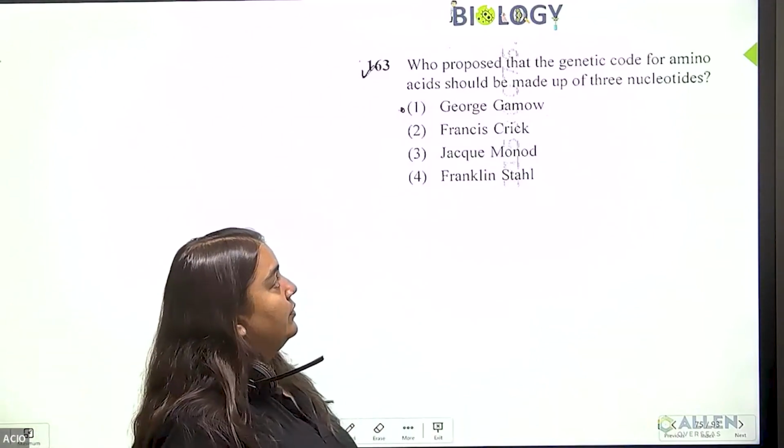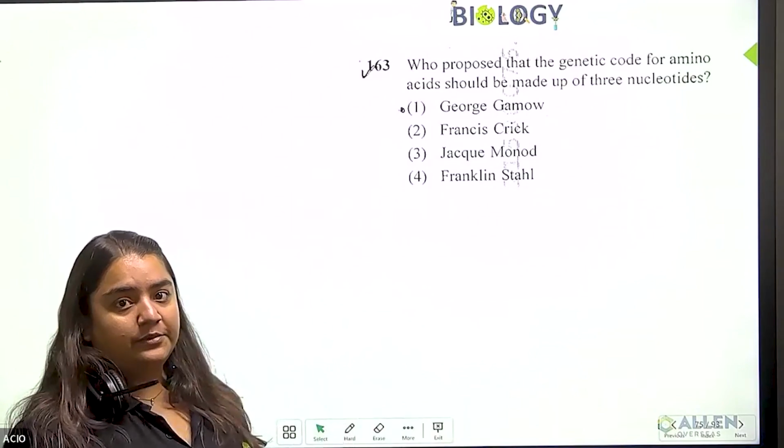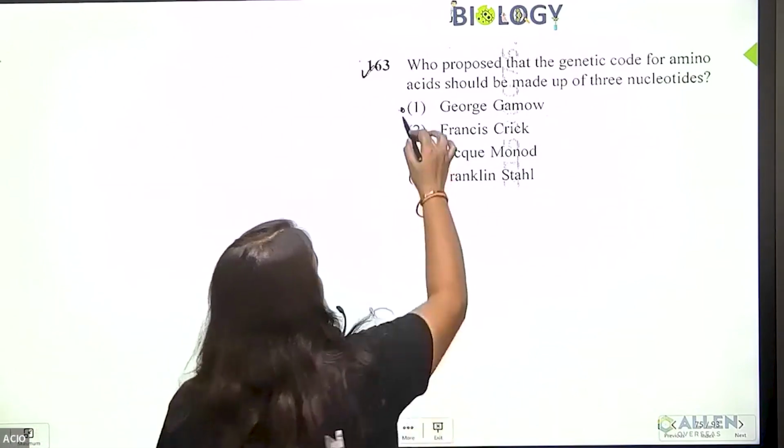Who proposed that the genetic code for amino acid should be made up of 3 nucleotides? That means genetic code is triplet. That was George Gamow.